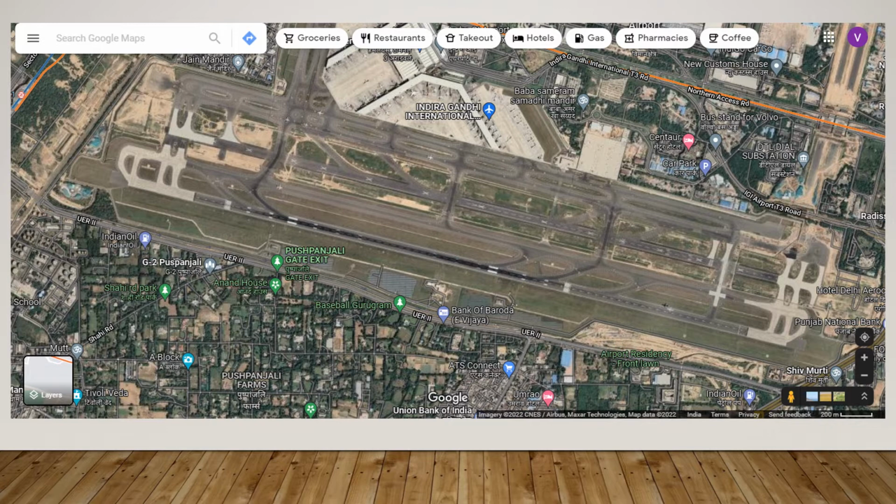to a picture which gives you an understanding of the obstacle limitation surfaces and why they are needed. I'm taking a picture of a runway located at Delhi's International Airport. Here you see two sets of two straight lines visible, which are white in nature. So let's move and understand.